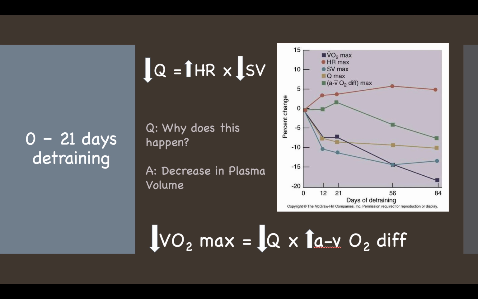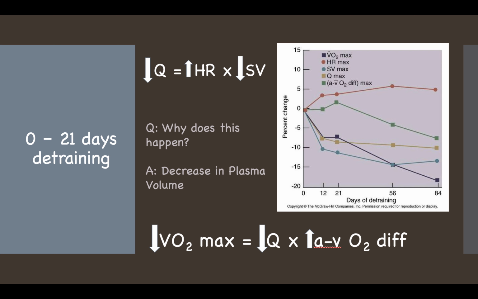Now, when we consider why this happens, the decrease in stroke volume is due to a decrease in plasma volume or blood volume. So when you have a decrease in your blood volume, you're going to have less volume of blood entering your heart and thus less volume of blood getting pumped out from your heart. And remember, stroke volume is the volume of blood that gets pumped from the heart with each heartbeat. So stroke volume goes down and cardiac output goes down.